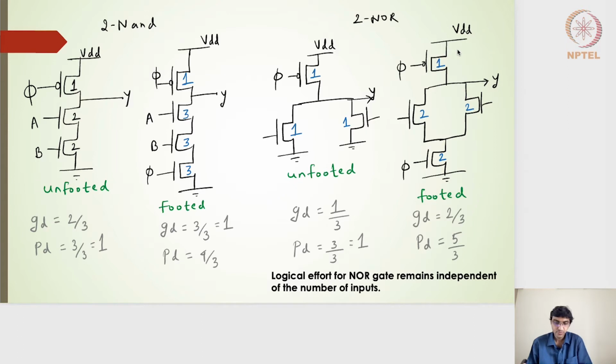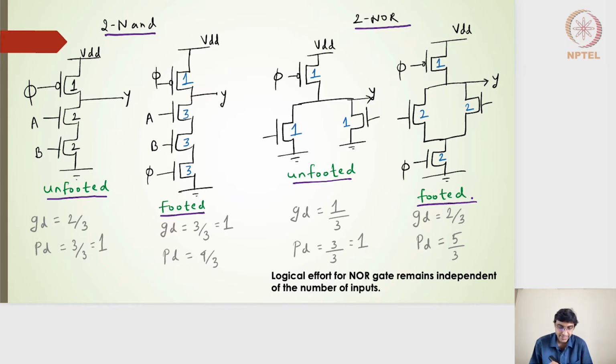So here I have drawn different types of combinational gates. One is the two input NAND gate and another one is the two input NOR gate. On the other side I have drawn the two input NOR gates. So this is the NAND and this is the NOR. And here in the individual parts or the individual components, I've got the unfooted ones and then the footed ones. Again, similarly, unfooted and footed NOR gates have been shown. The schematic of that is shown. So let's go over one by one.